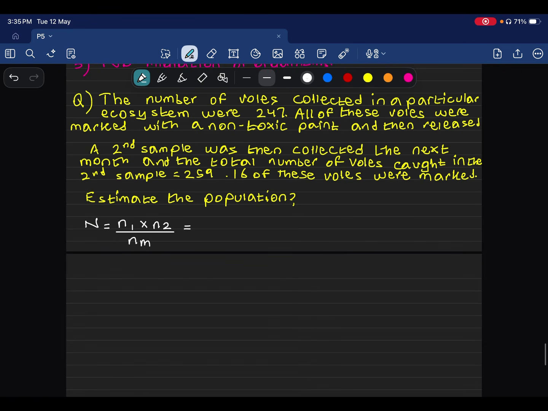So how many were there in the first sample? 247. How many were there in the second sample? 259. And how many were marked out of these 259 voles? 16. And now the answer which you get is around 3998. That right there is the population size of the voles. And that is basically all you need to understand about the mark release recapture method.